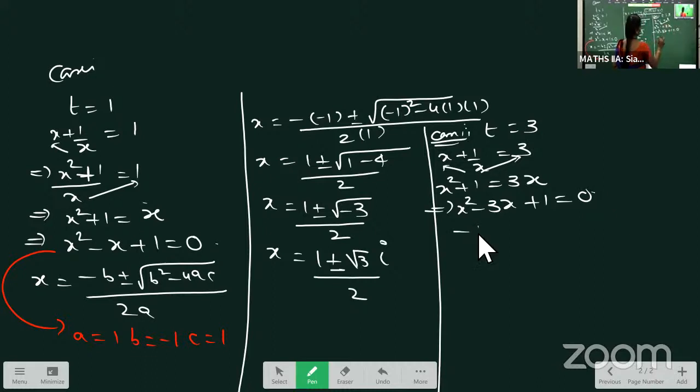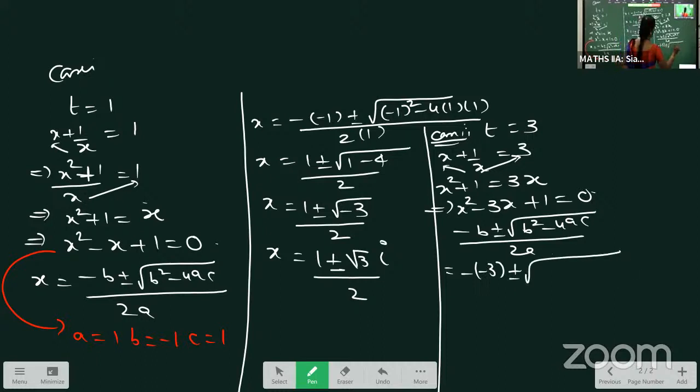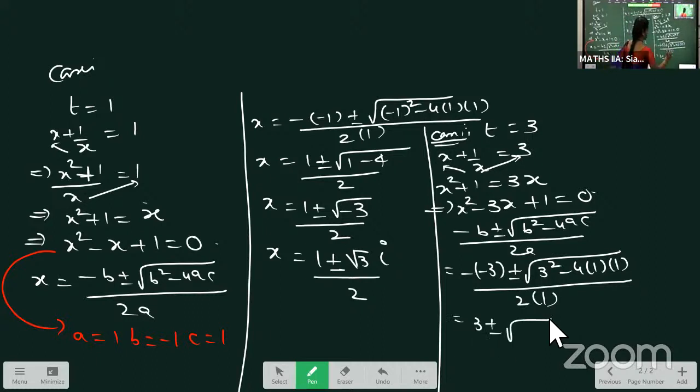Then what is the formula? Same, minus b plus or minus under root b square minus 4ac by 2a. Then this is minus of minus 3 plus or minus under root b square minus 4 into ac divided by 2a. So 2 into 1. a is nothing but the x square coefficient, b is nothing but minus 3 and c is nothing but 1. Then this is 3 plus or minus under root 9 minus 4, that is 5 by 2.